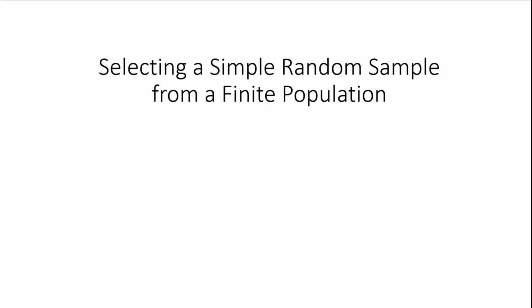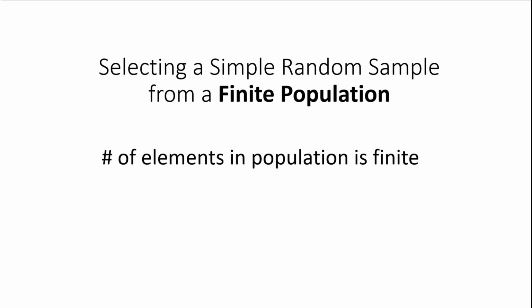This is a presentation on how to select a simple random sample from a finite population. We have a finite population when the number of elements in the population is a finite number. For example, the population of 2,500 managers in a company. It is finite. We know who they are and how many they are.